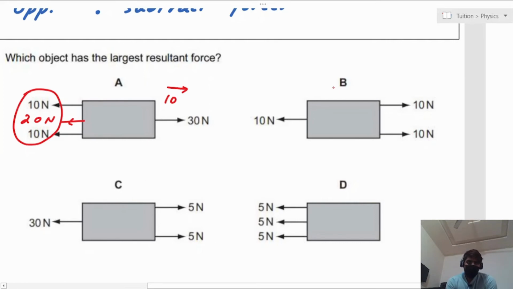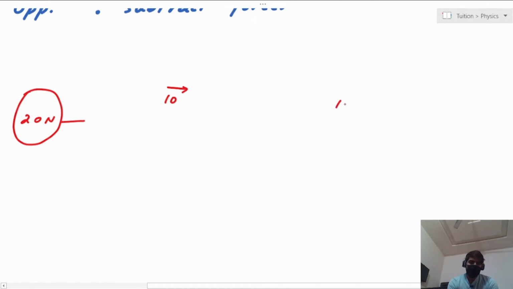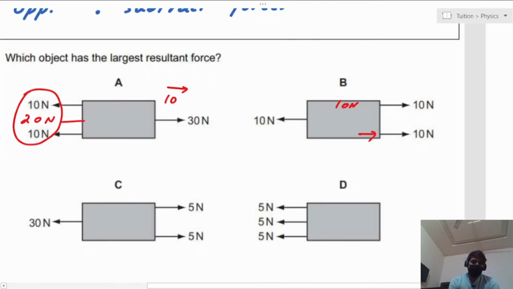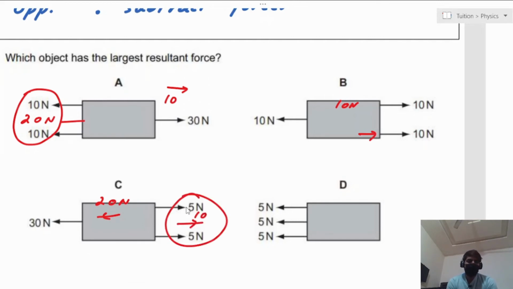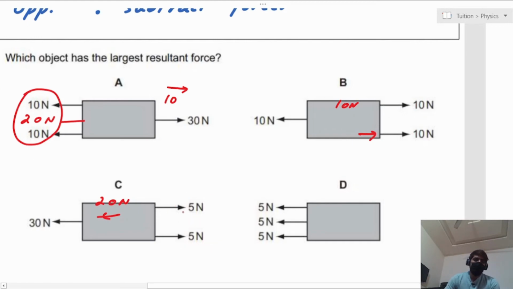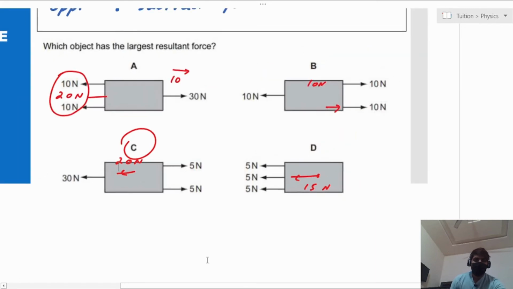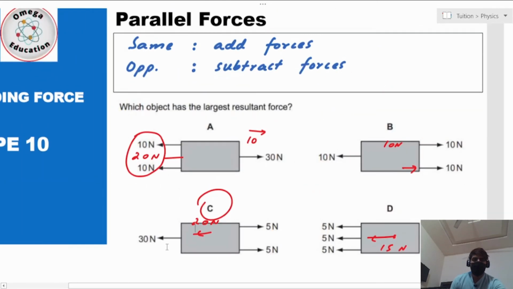From B we get a resultant of 10 Newton towards the right. From C we get a resultant of 20 Newton towards the left, because those add up to make 10 Newton. Then 10 Newton subtracted from 30 Newton would be 20 Newton to the left, and in D we get a resultant of 15 Newton. So the largest resultant that we get is from C. So C is the right answer for this one.